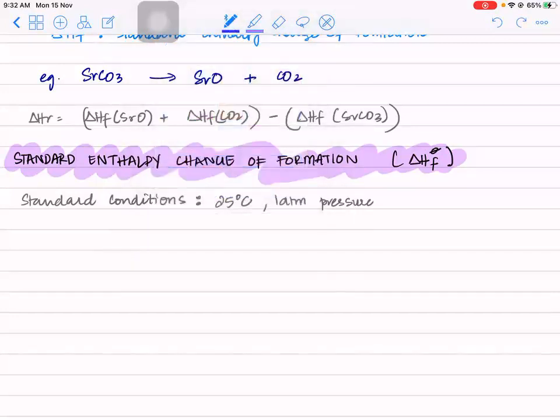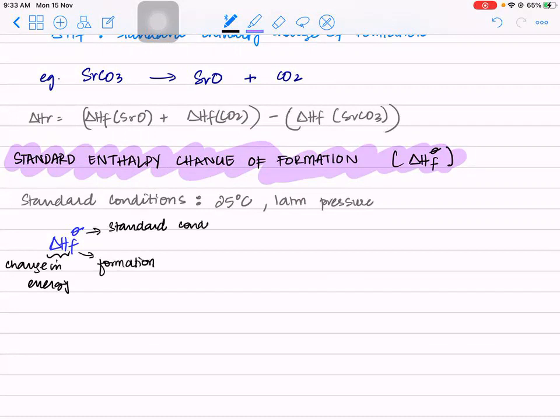So you have delta HF. Let's see, this delta H means change in energy or enthalpy. F means formation. And this phi sign implies standard conditions. Is this clear? Yeah. And what are the standard conditions? 25 degrees Celsius temperature, 1 atm pressure.